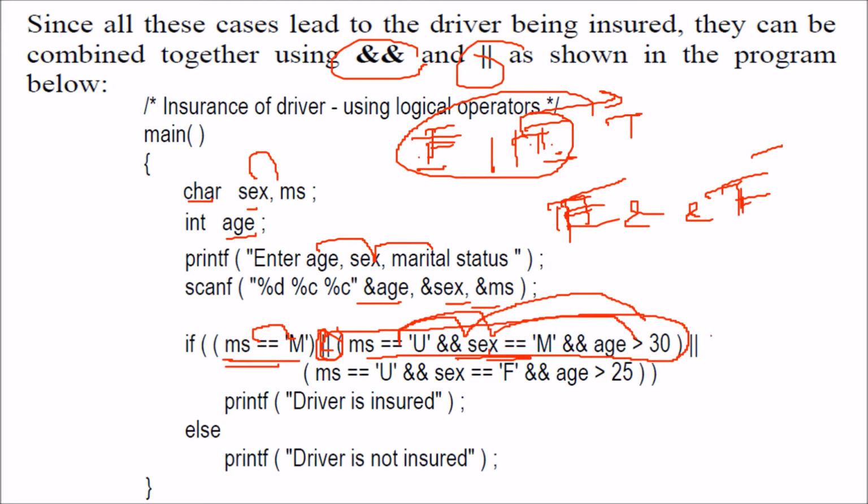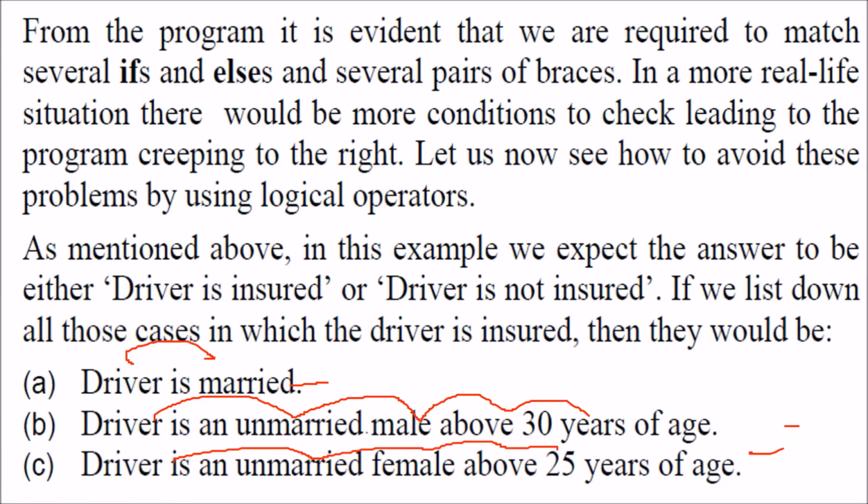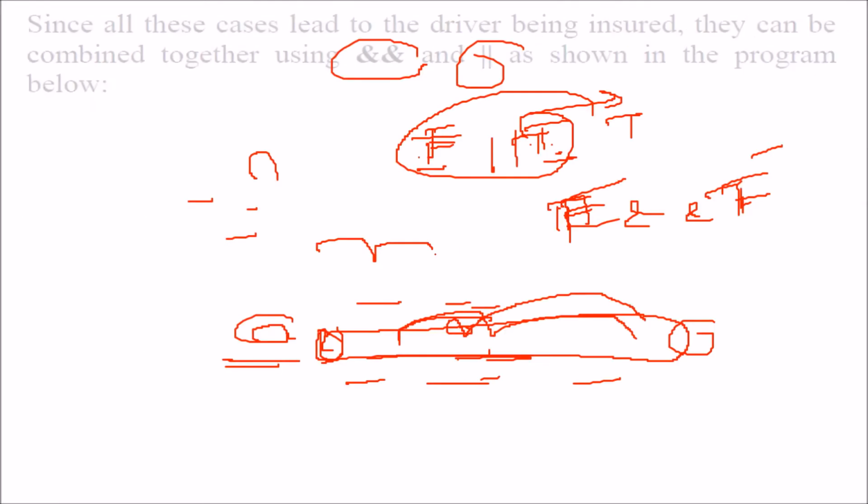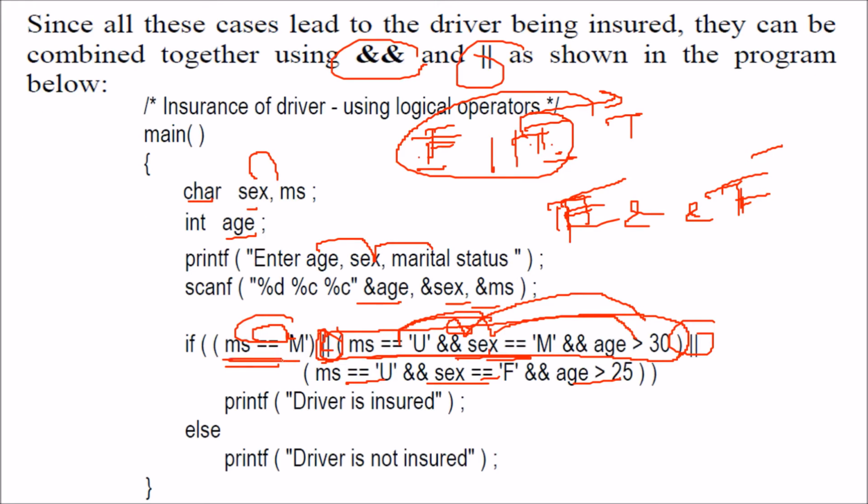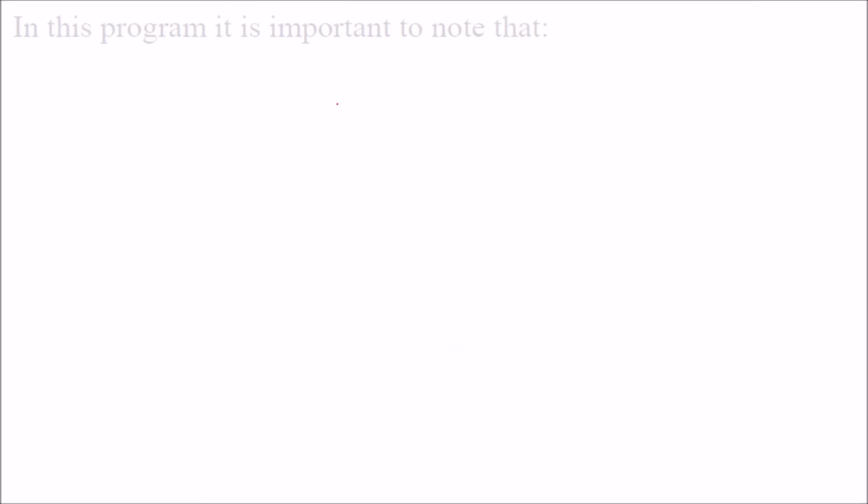Same is the case after this OR. All these three have to be true to make it true. So we have three conditions, the three cases. All these cases we have just put in one line. This one, this one, this one. And if these conditions meet, we say driver is insured, otherwise uninsured. That is how we use the AND and OR operators.